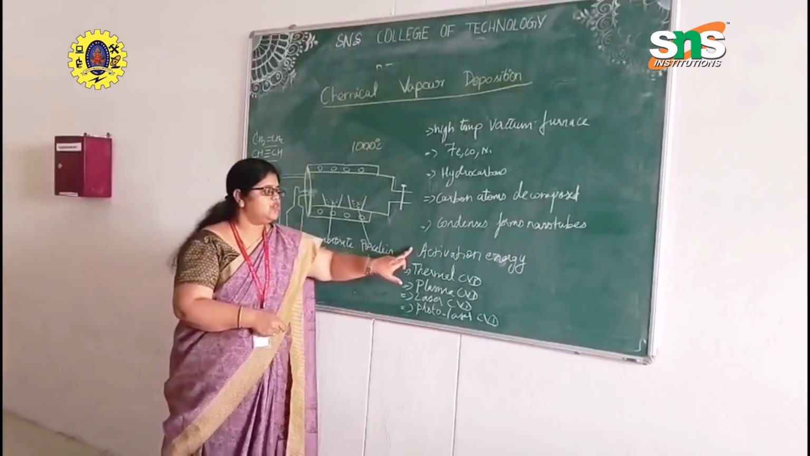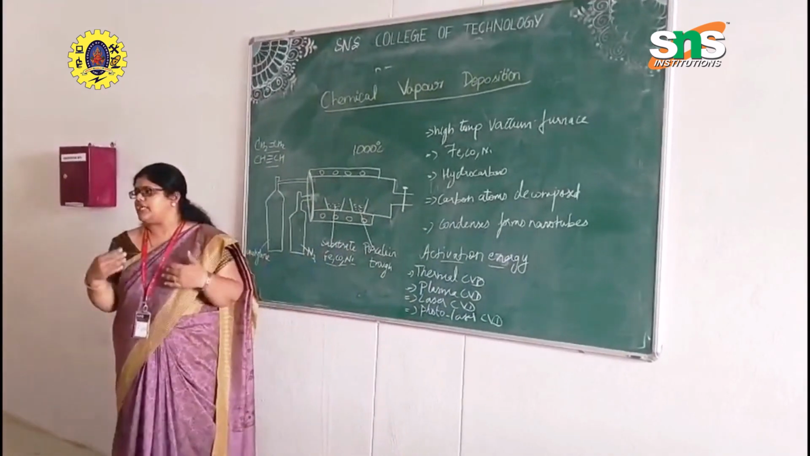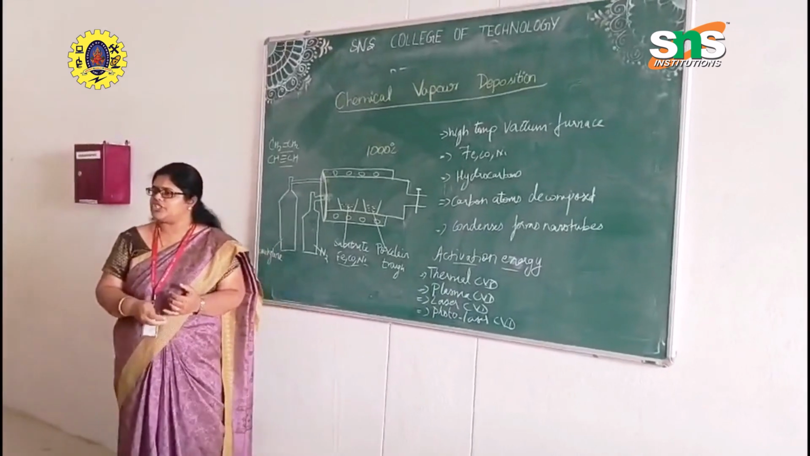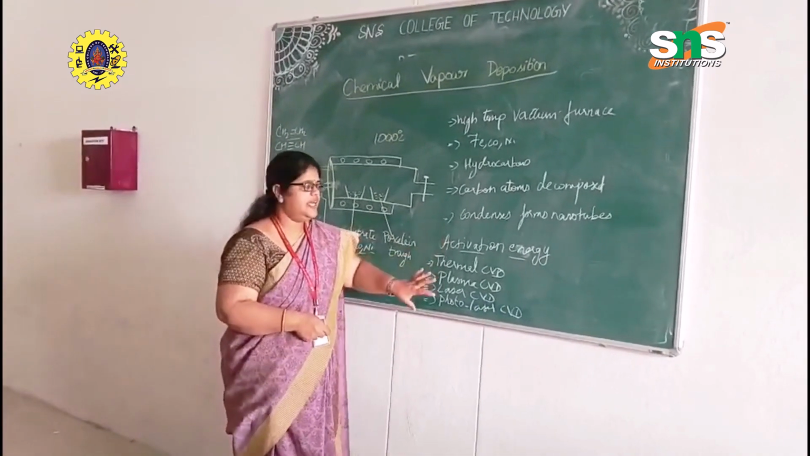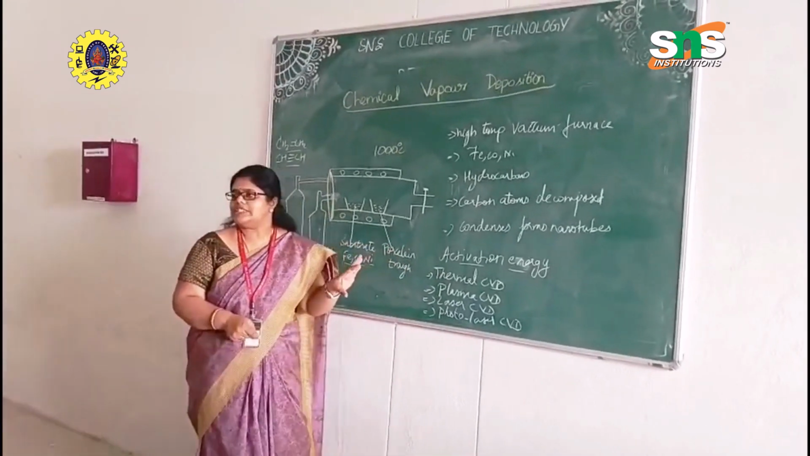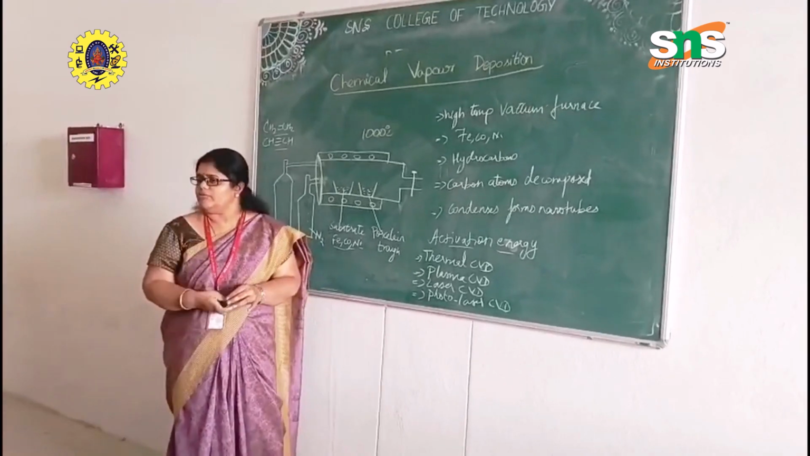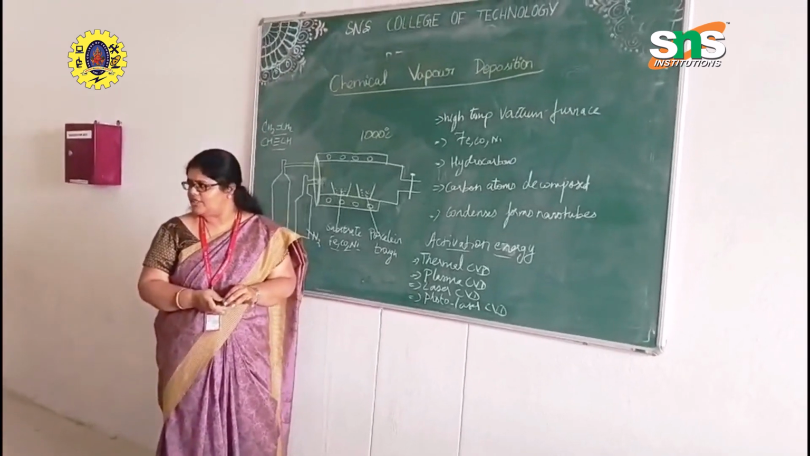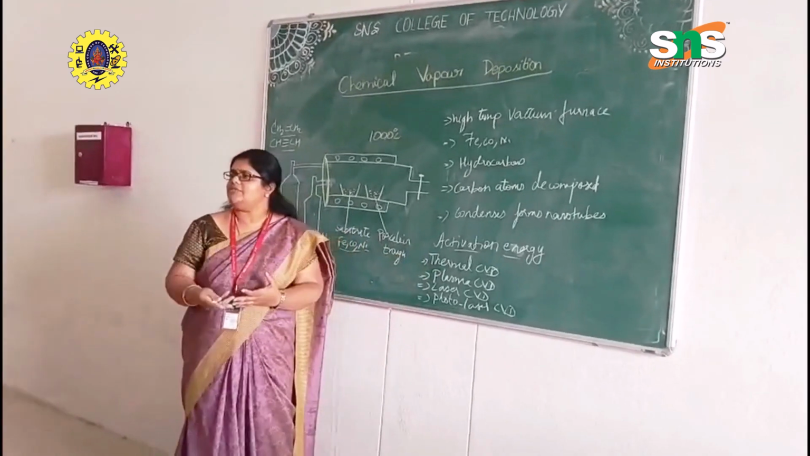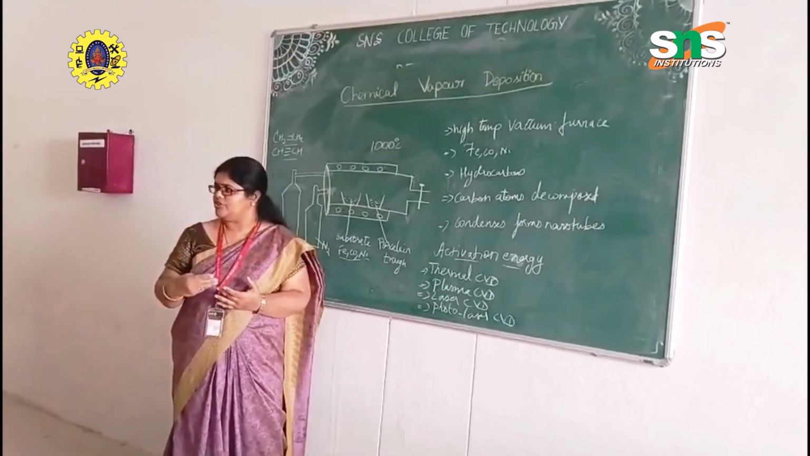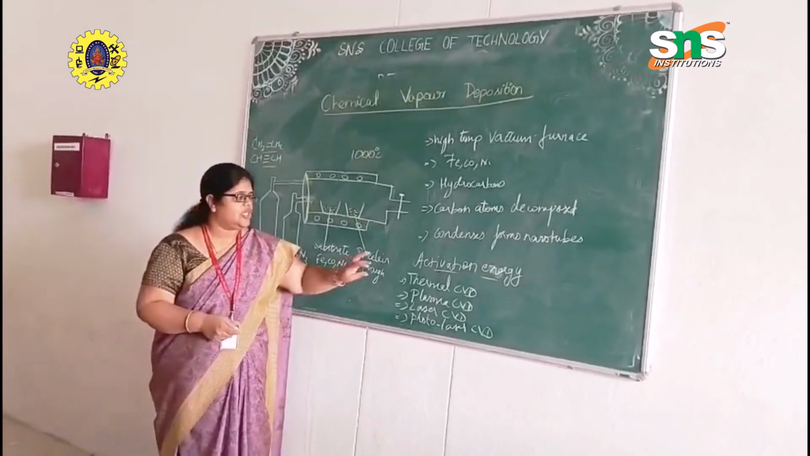Then next, you have some energy called the activation energy. For any reaction to take place, there should be a minimum amount of energy for the reaction to start. That energy is called the activation energy, and the CVD process is classified into 4 different types depending on what type of activation energy is used to activate the reaction. One is thermal CVD. Thermal CVD means you are providing a temperature above 900 degrees centigrade.